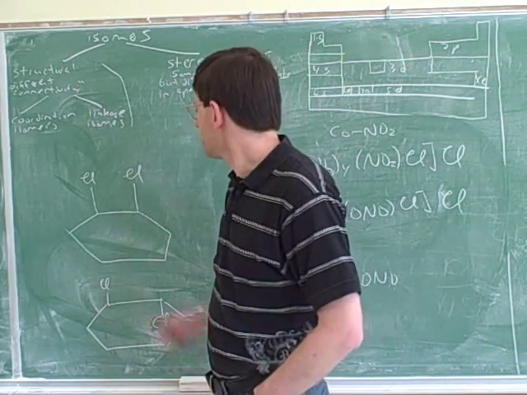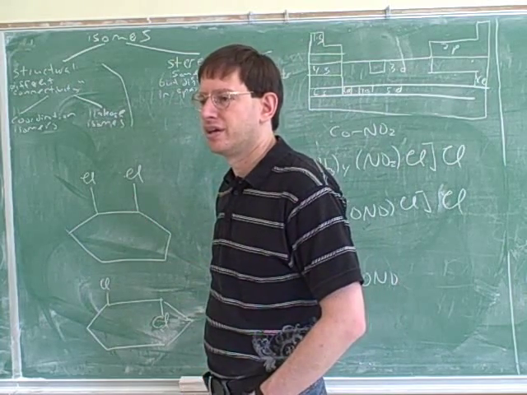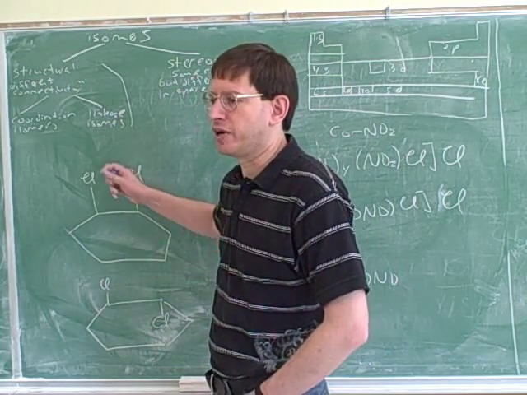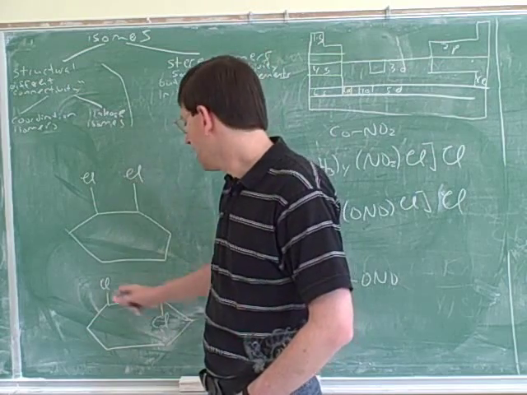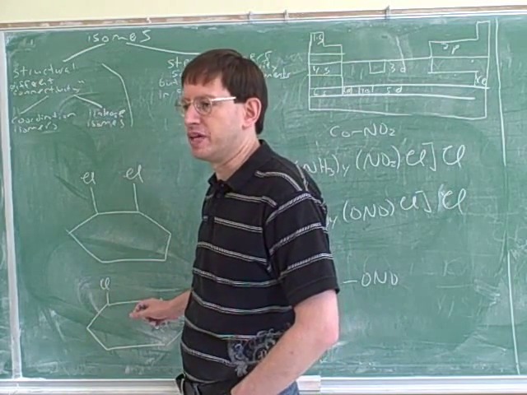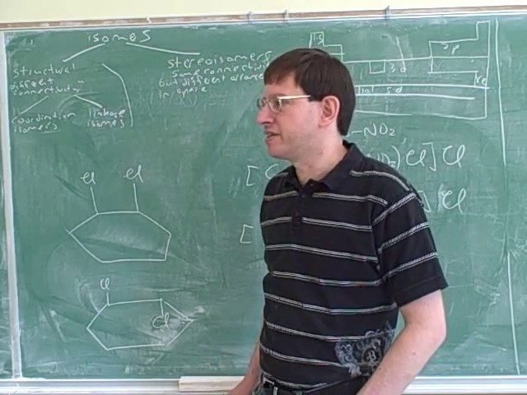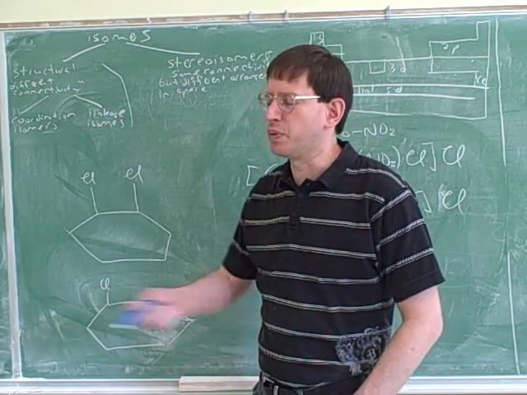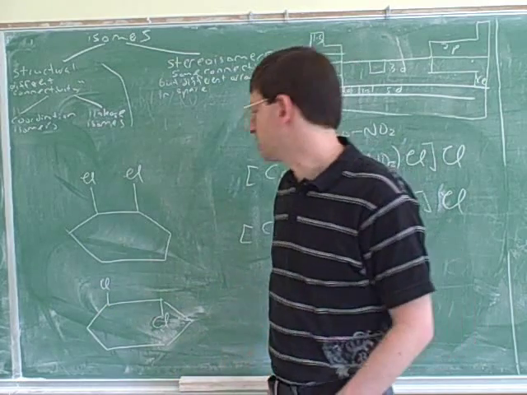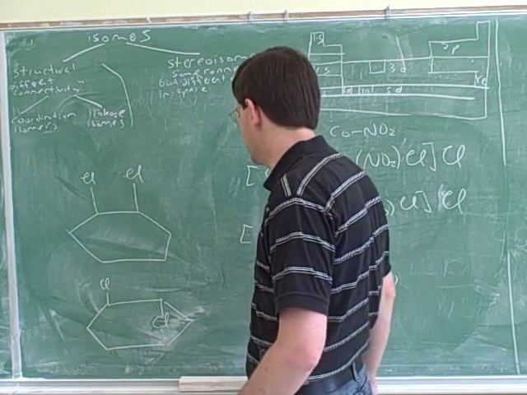And in fact, would this be cis or trans? Cis, because cis means same side. Well, here the chlorides are on the same side of the ring, and here they're on opposite sides. So this would be trans. Trans means opposite. Just like what transatlantic means for going between opposite sides of the Atlantic. So trans means opposite, and cis turns out to mean the same side.